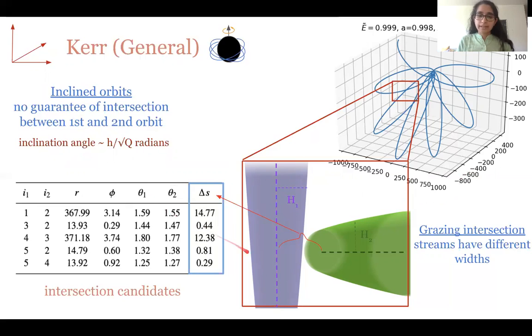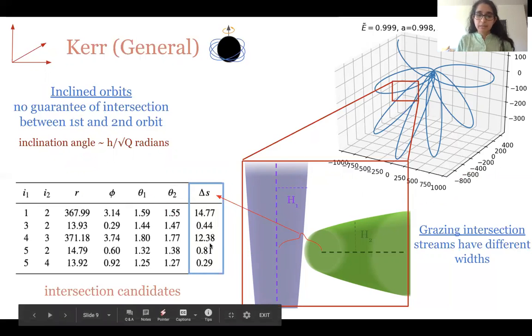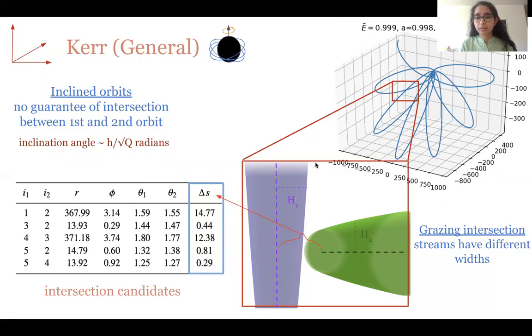But if they were lines and they can't intersect, what makes them intersect? They intersect because in reality, the streams have a certain width. This width is called h. When the sum of their widths is more than delta S, or the separation between the centers of the streams, then you can tell that intersection would occur because the two streams would overlap and there is the collision.